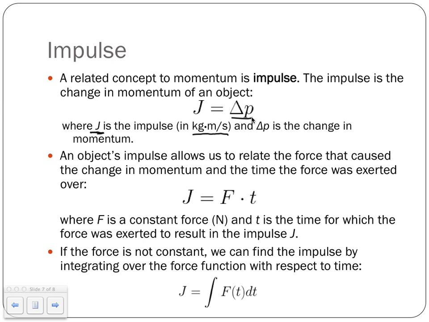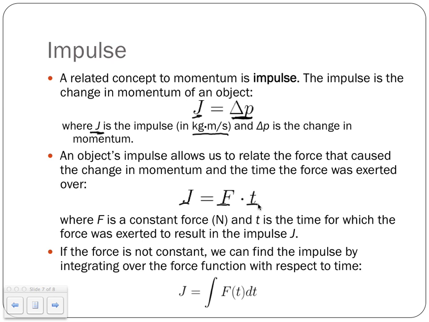Now, an object's impulse allows us to relate the force that caused the change in momentum and the time the force was exerted over. Because once we found that change in momentum, we know the impulse is also equal to the force times the time. And so in this case, this is the force that caused the change in momentum. And so if you have 2 balls colliding, then it's the force that the second ball put back on the first. And the time is the length of time that that impact existed.